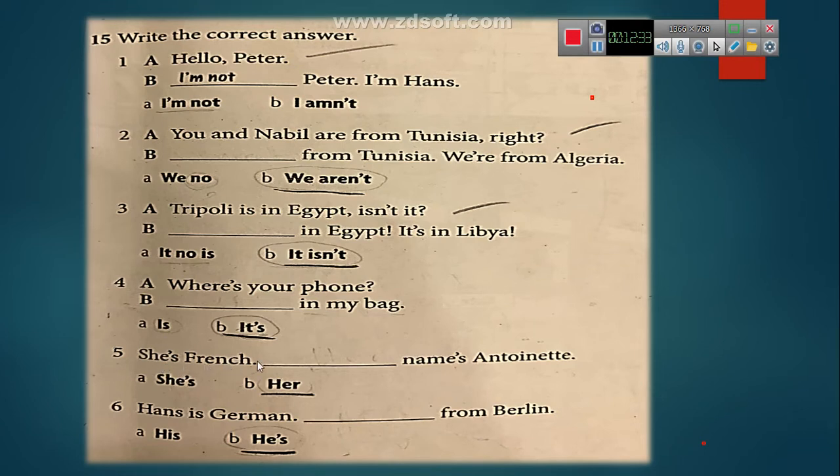She's a French. Name's Antonita. So we will say "her name". Her name acts as a subject, and then "is" acts as a verb. Antonita is the complement of the subject. If we say "she is", this is subject and verb, and this is subject and verb, so this will be illogical. Hans is German. He's from Berlin: subject, verb, and then preposition and adverb of place. While if we say "his", it's illogical because this is a possessive pronoun.